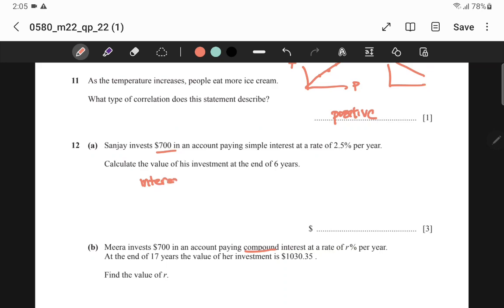So interest per year will be 2.5 over 100, which is the percent, and then you times it with 700. I can cross this one with this one, so it means 2.5 times 7, which will be $7.50.